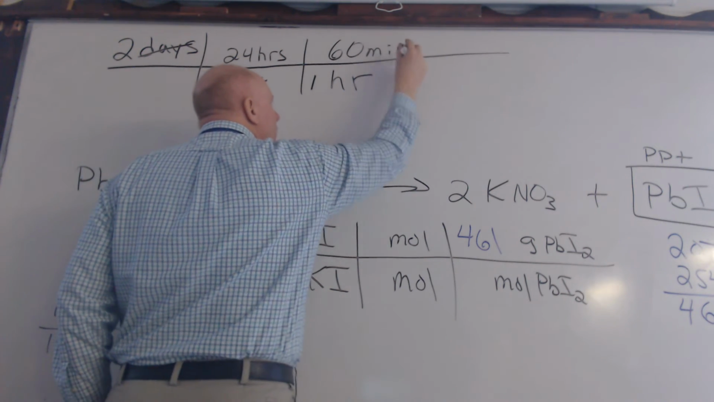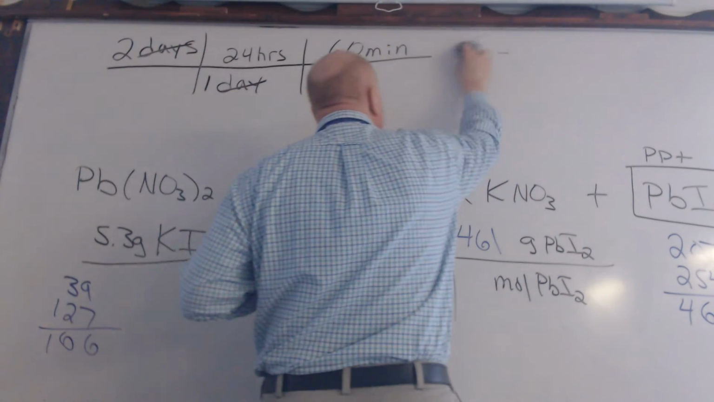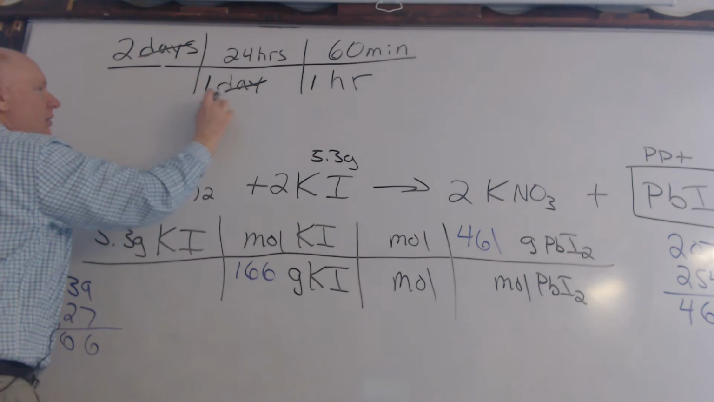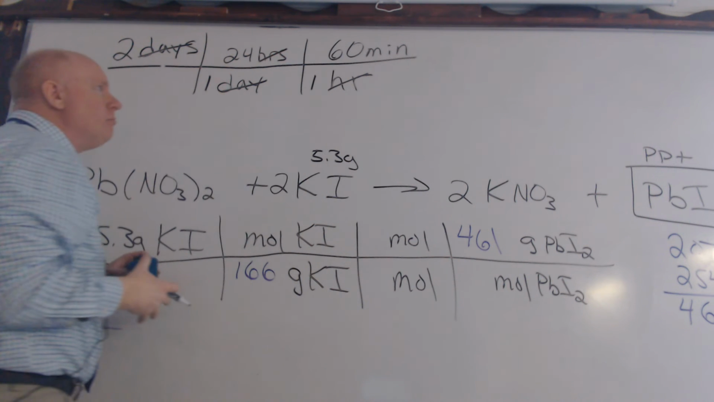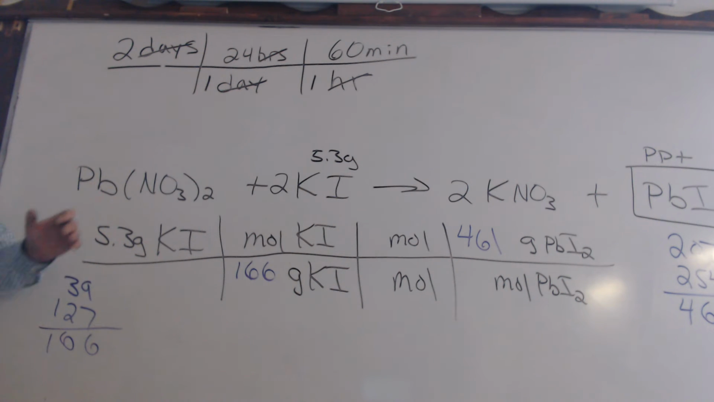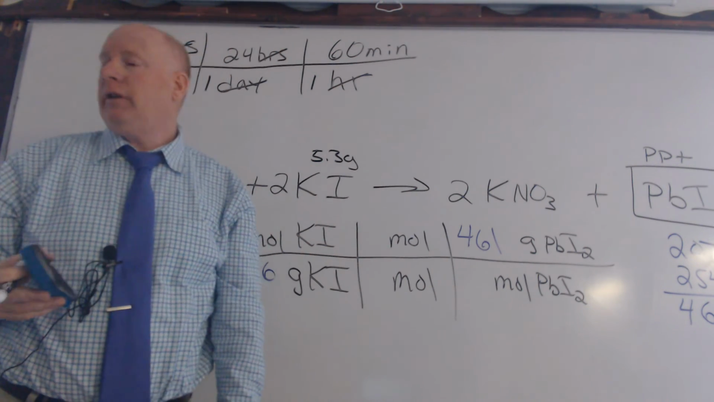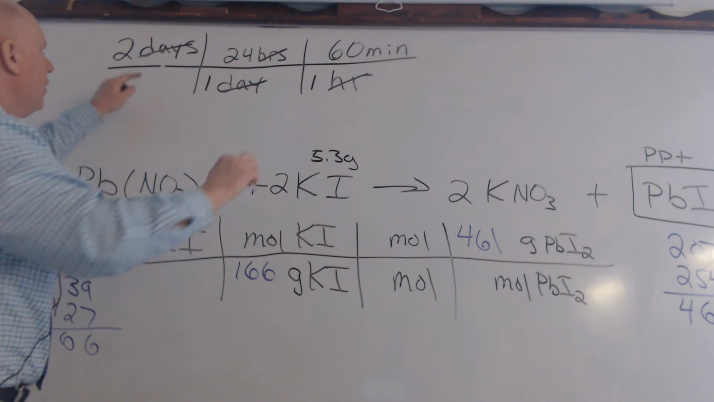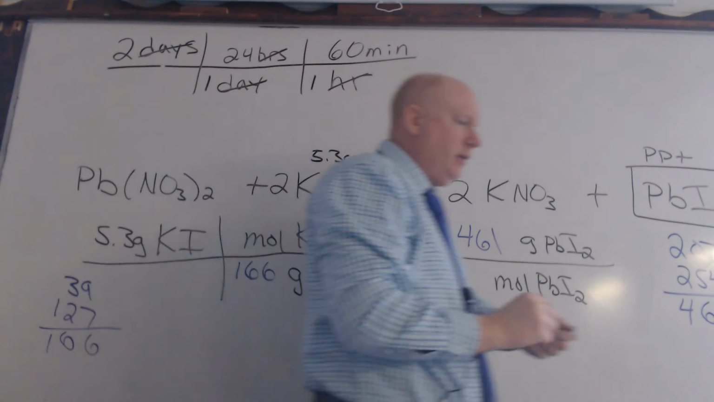So now we have it in the term that we're looking for with dimensional analysis. We're multiplying or doing conversions. These days cancel out, these hours cancel out, and then we're left with just minutes, and that's what we're looking for. So these are next to each other, so you multiply those. So 60 times 24 times 2, or 120 times 24.